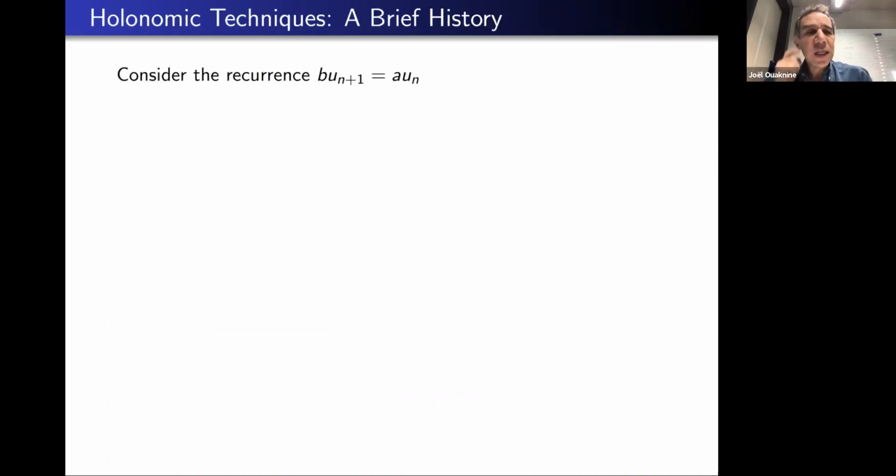We'll see more examples. Let me just briefly talk about the history of holonomic techniques. So the absolutely simplest, non-trivial example of a recurrence of a holonomic sequence that you can think of is the following: b times u_{n+1} equals a times u_n. And the nth term, of course, can be written in explicit form. It's going to be (a/b)^n times whatever value is u_0. That's a geometric progression or geometric sequence.